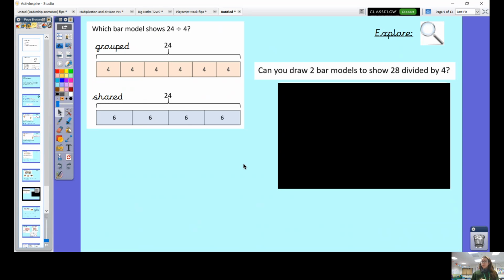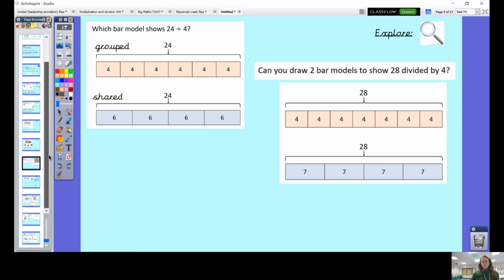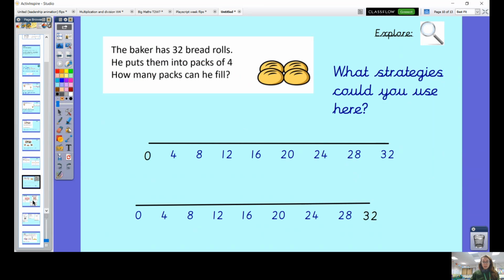Thinking about that, having a look at that to help you, can you have a go at drawing 2 bar models which show 28 divided by 4? Use your ruler and pause the video to do that now. Here we go. We've got 2 bar models that show 28 divided by 4. I'm just going to go through one more slide and then it's your turn.